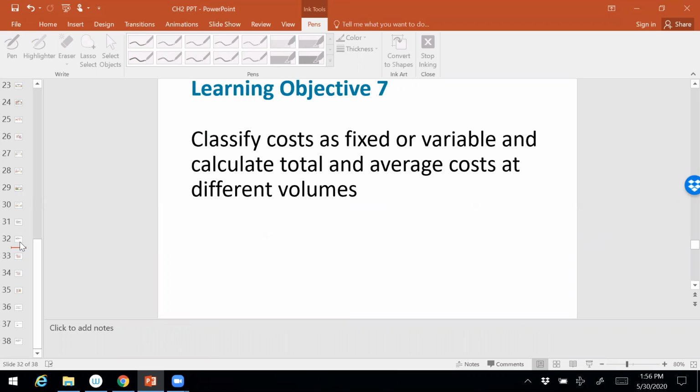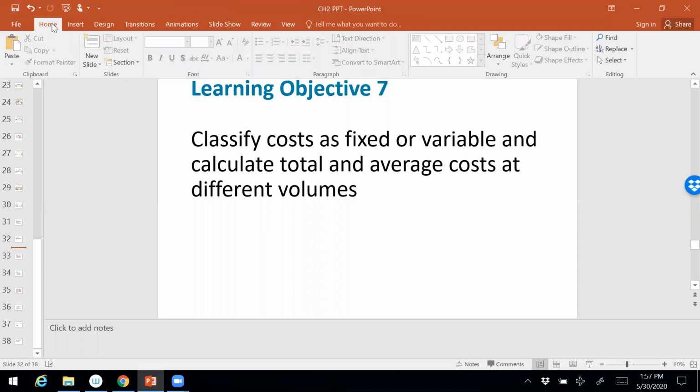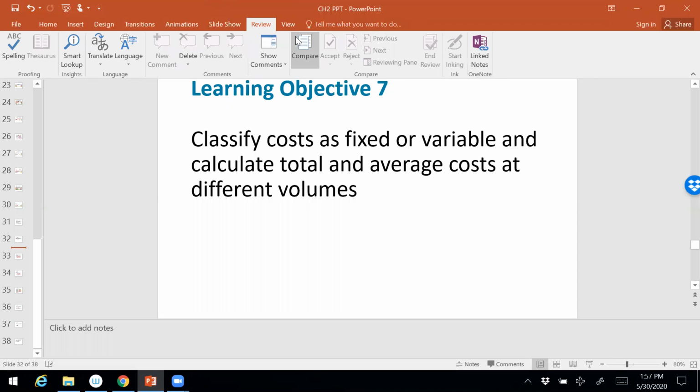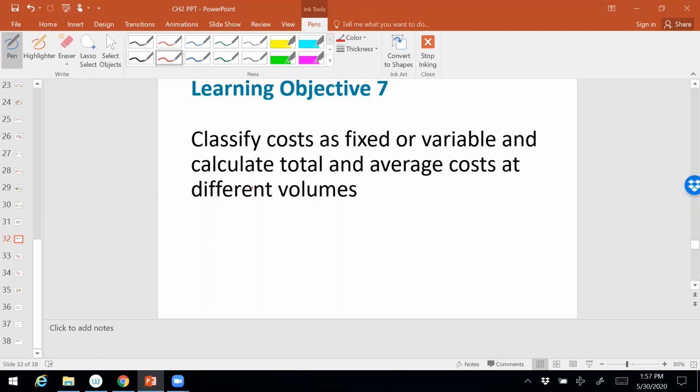Make sure we talk about all the costs. We said we can classify them as direct, indirect, period, product. Now we have another standard. We can separate the costs into fixed or variable costs, depending on their total and average cost. So we have to know the meaning of fixed cost and variable cost regarding the total and then regarding the average.